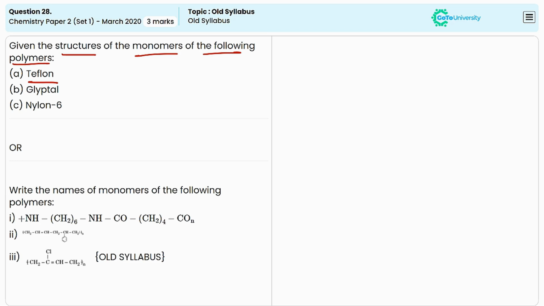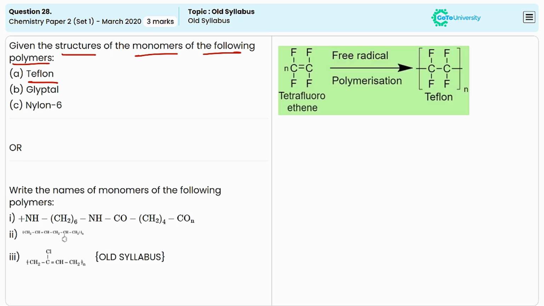Each carbon atom is bonded to two fluorine atoms and the general formula is (C2F4)n. This can be produced from the monomer tetrafluoroethylene by free radical polymerization.